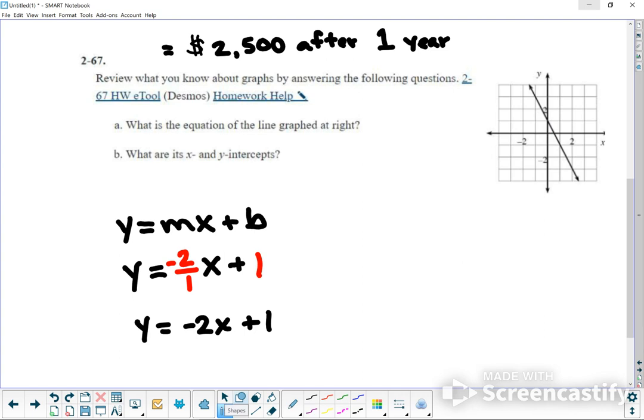Now, part B, what are the x- and y-intercepts? The x-intercept is where it crosses right there. The y-intercept is where it crosses the y-axis. So the x-intercept, it looks like it crosses at 1/2.